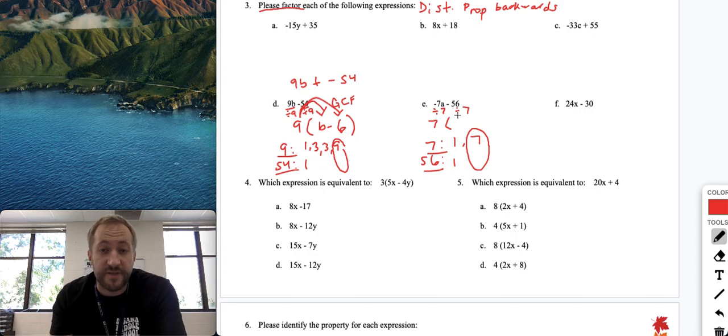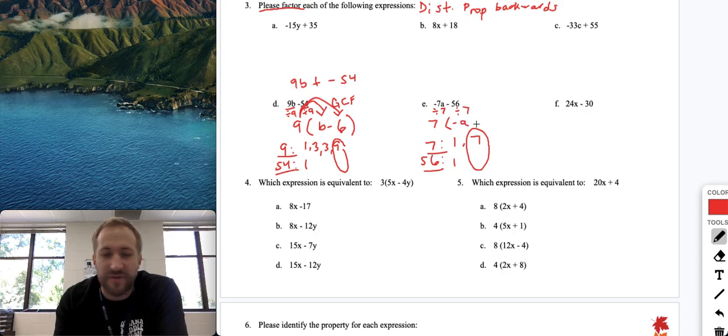So now inside the parentheses, I have negative 7a divided by 7. That gives me negative 1a, but I'm just going to write negative a. We don't have to write the coefficient if it's just a 1. 56 divided by 7, that gives me 8. Then there was a subtraction sign already.